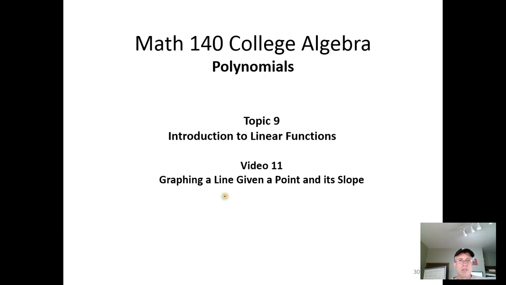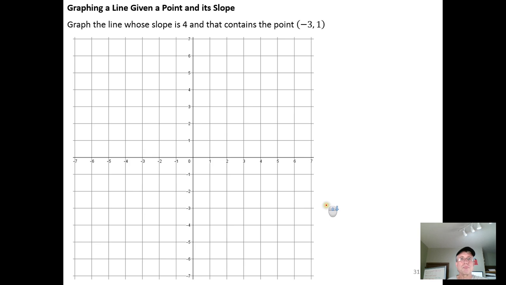So in this video we're going to go over how to graph a line when we've been given a point that's on the line as well as the slope of the line. So in this example it says graph the line whose slope is 4 and that contains the point -3, 1. So first thing I'm going to do is plot this point.